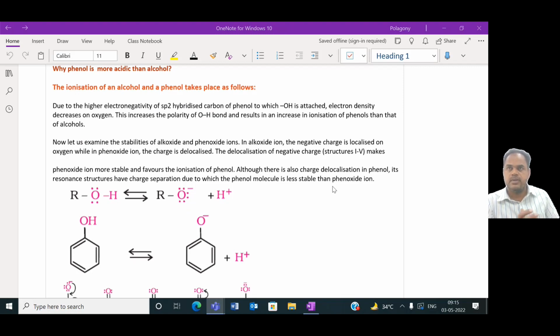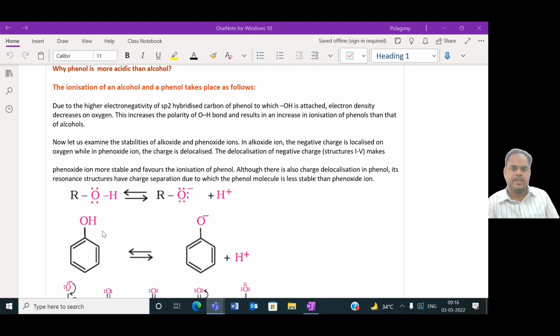sp3 carbon will increase electron density on oxygen, where oxygen will be retaining the proton, so it is difficult to lose, whereas the sp2 carbon, since it is electron withdrawing, can decrease the electron density on oxygen, so losing of the proton will take place. And look at this structure here. In ROH, the alkoxide ion and H plus ion are liberated.